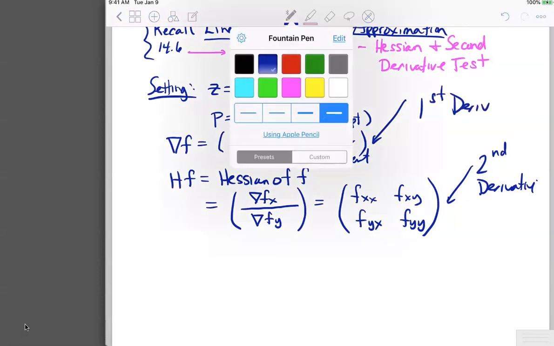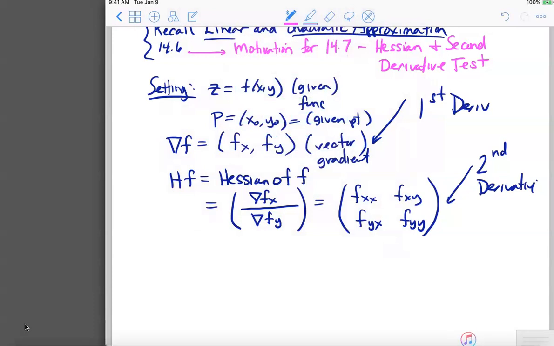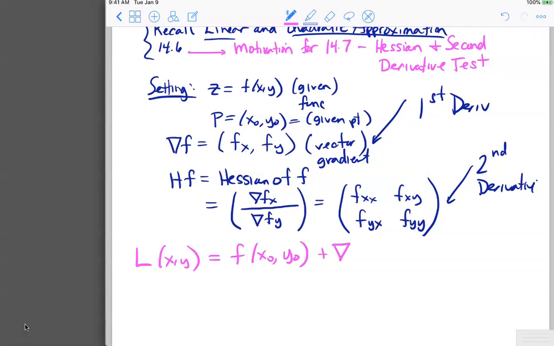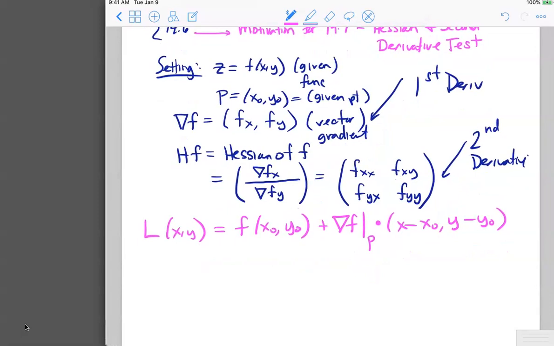Now what we do with those first derivatives is we create the linear approximation. We're going to create the linear approximation at the point x naught, y naught. So we need the function value at that point. You need the first derivative evaluated at that point. And then you need to do the dot product with x minus x naught, y minus y naught. So there is the linear approximation. That is one place where the first derivative shows up.